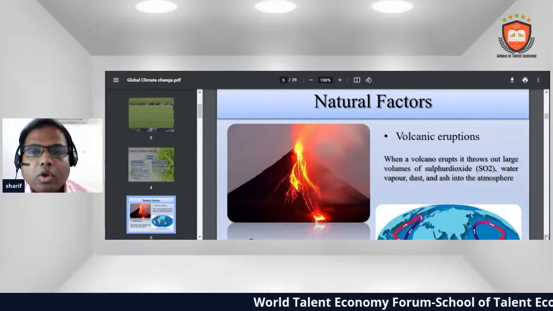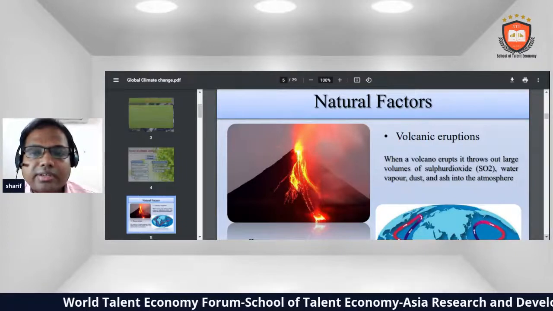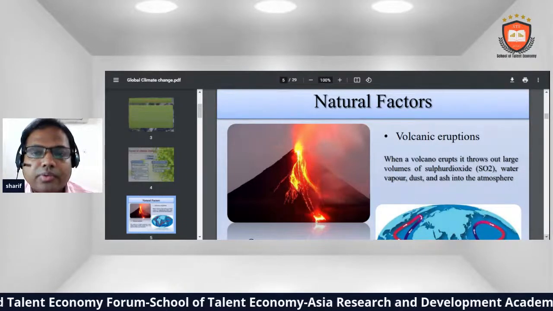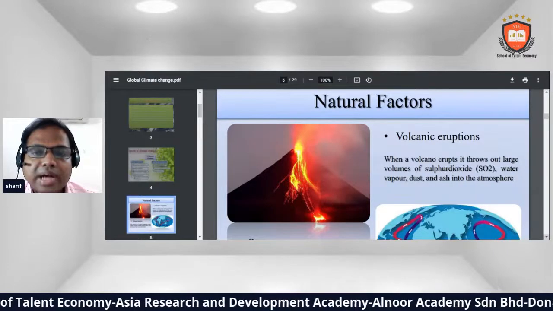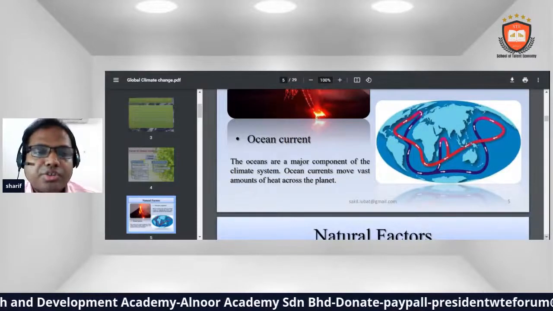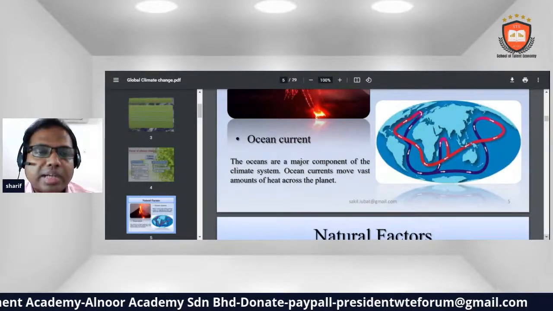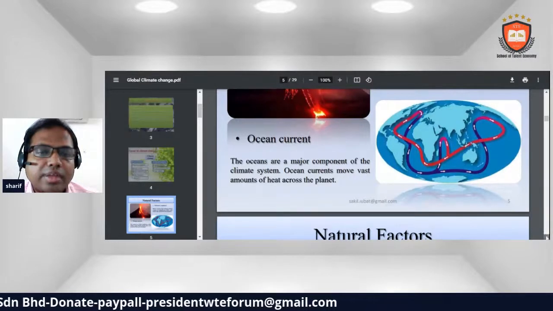Natural factor: volcanic eruptions. When a volcano erupts, it throws a large volume of SO2, water vapor, dust, and ash into the atmosphere. Ocean currents: the oceans are a major component of the climate system. Ocean currents move vast amounts of heat across the planet.